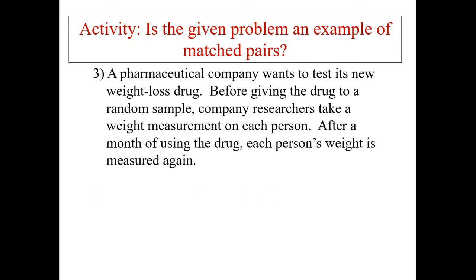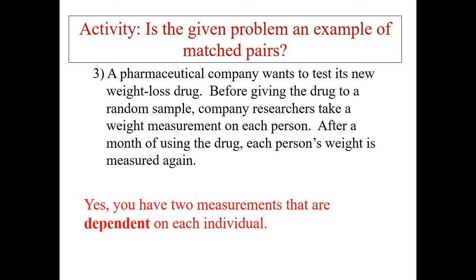Okay, one more, and you can guess that this is going to be a yes. A pharmaceutical company wants to test its new weight loss drug before giving the drug to a random sample. Company researchers take a weight measurement of each person. After a month using the drug, each person's weight is measured again. Okay. Yes, we have two measures that are dependent on each other. So it's a dependent relationship, and we often have one group being tested, not two different groups.